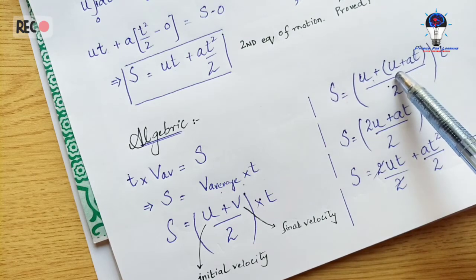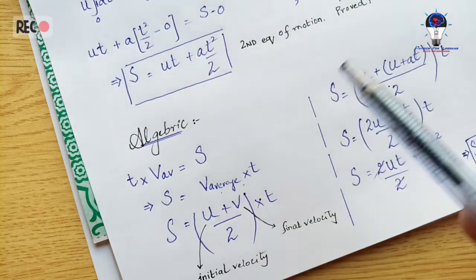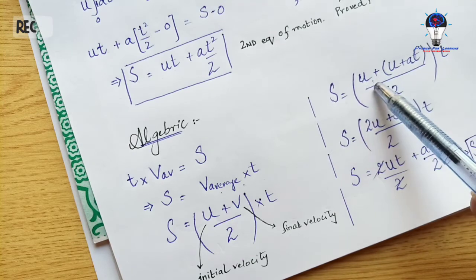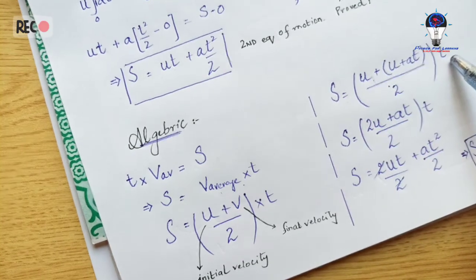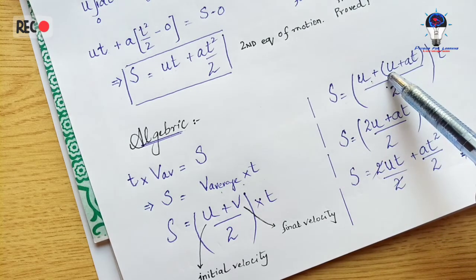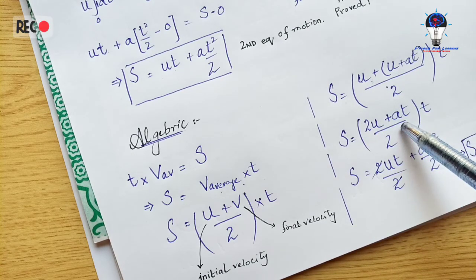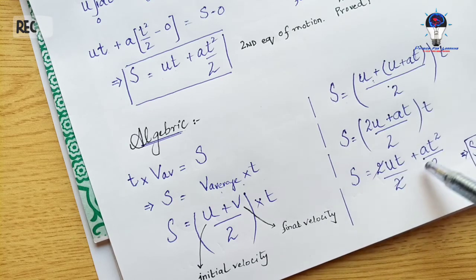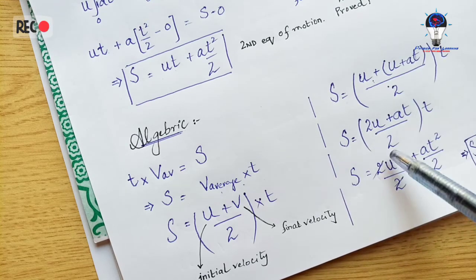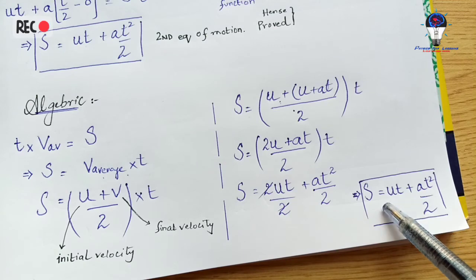So as you can see here is actually u plus at, which is the substitution of v from the previous video, which is the first equation of motion. So u plus u plus at over 2 into t. So now we will apply the operations. So u plus u will become 2u plus at over 2 into t. Now multiplying t with the internal factor we will get 2ut over 2 plus at squared over 2. Now 2 will cancel with 2 and the final expression will become s is equal to ut plus half at squared. Here is the final expression for the second equation of motion.